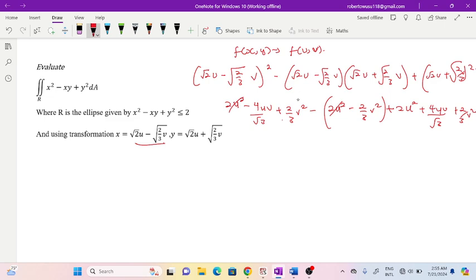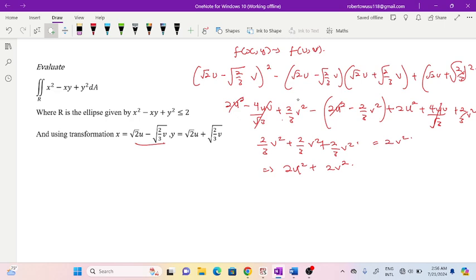So at this point, this gives me 6v squared over 3, that is 2v squared. Then I have this plus 2v squared. So I'm going to have 2u squared plus 2v squared. Meaning I've converted this to this, right? The next thing is to find our Jacobian.